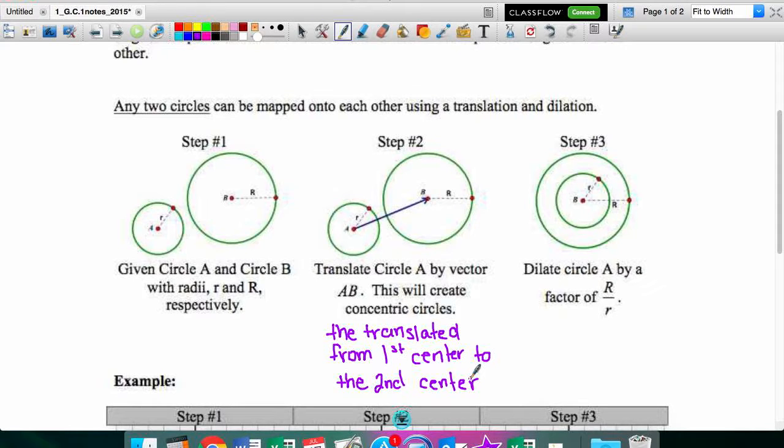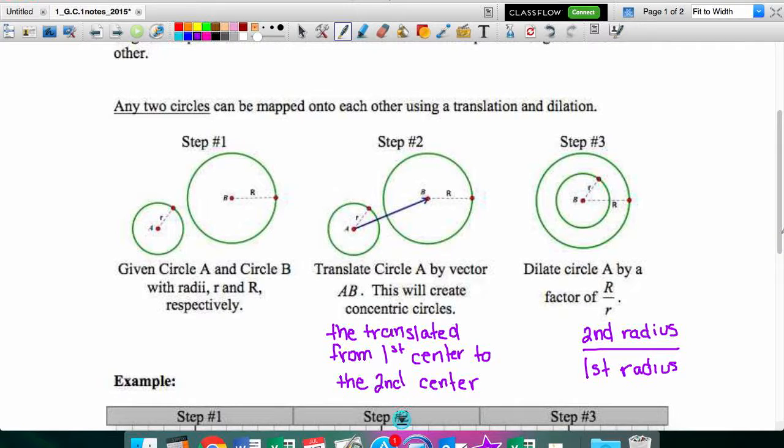And then we can dilate the circles to make the radii the same. We're going to dilate the first circle by a scale factor of big R divided by little r, known as the second radius divided by the first radius. So once again, our dilation factor will be the second radius over the first radius. Now, something important to notice. I know in the notation we're using big R's and little r's, but that doesn't necessarily mean big radius over small radius. It's always going to be the second circle's radius over the first circle's radius.